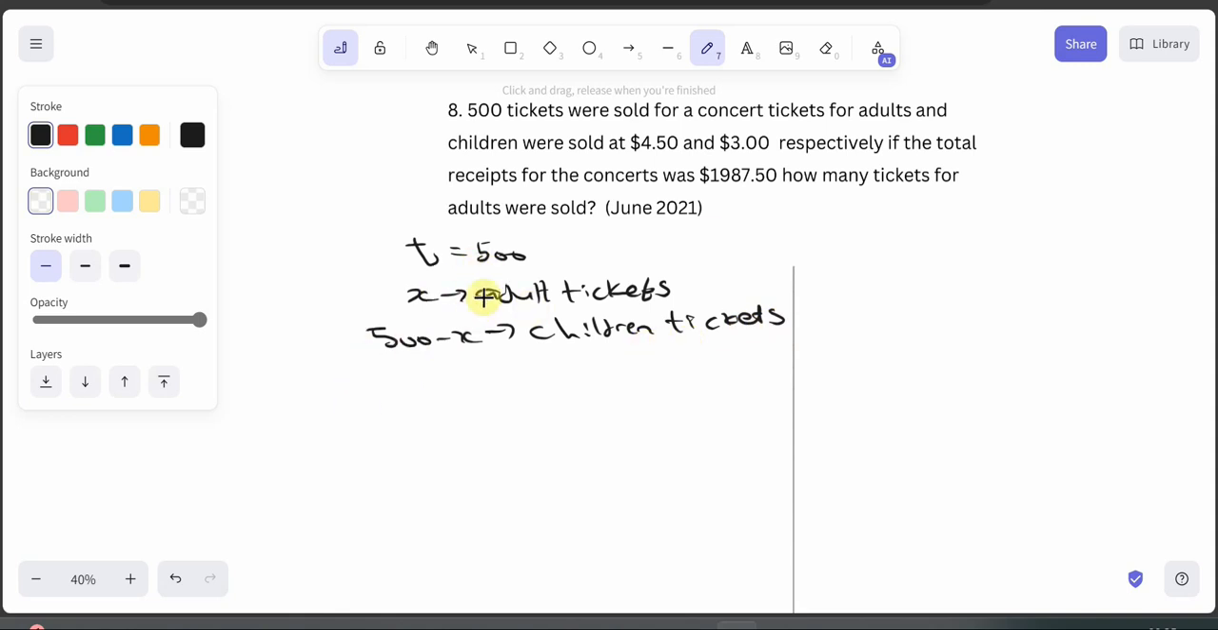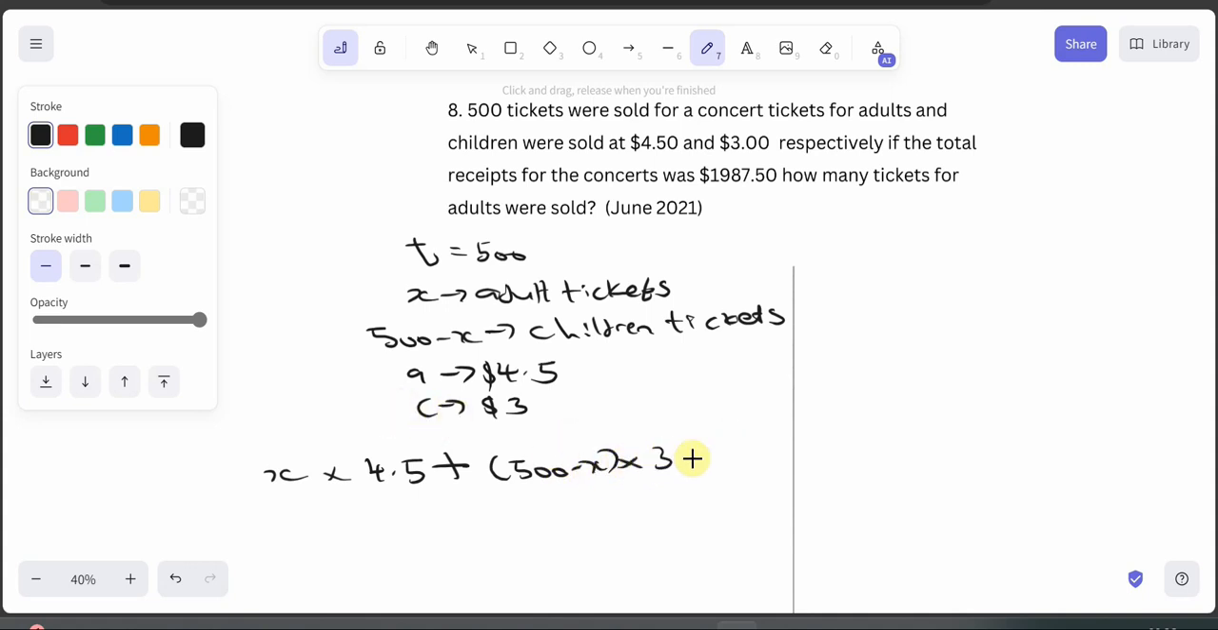So the unit price of the adults, let's say that is A, was $4.5, and for the child that is $3, right? It now says that if the total receipts for the concert was $1,987.5, so that means that I could say that X, which is the number of adult tickets that were sold, if I multiply it by 4.5, and then I had 500 minus X, which is the number that was sold for children, times the cost of the tickets, which is 3, I would have 1,987.5.